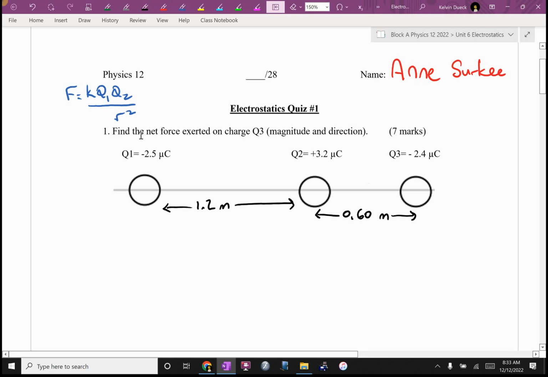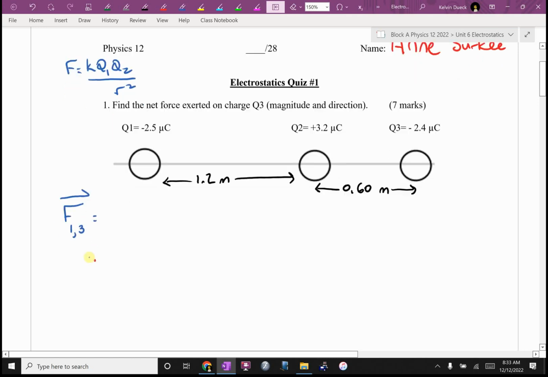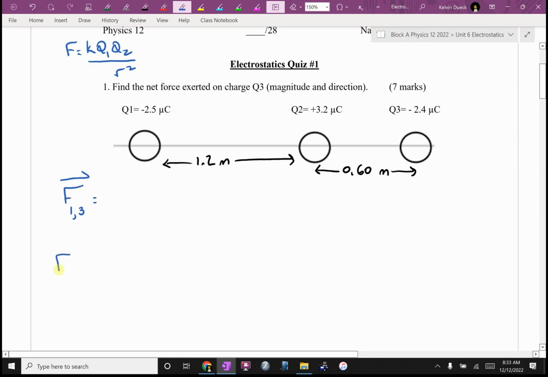How many charges do I have in this question? 3. What I'm going to do is find the force. First of all, they want me to find the force on charge 3. I'm going to find the force from charge 1 on charge 3, magnitude and direction. I'm going to find the force from charge 2 on charge 3, magnitude and direction. By the way, Lena, there is also a force between charge 1 and charge 2. Don't care about that because the question didn't say add up all the forces. It said find the force on charge number 3.